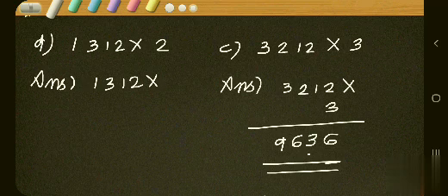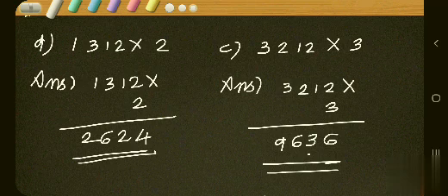1312 into 2. Which are the numbers to be multiplied first? 2 and 2. 2 2s are 4. Then we multiply 1 into 2. 1 2 is 2. Then which numbers are to be multiplied? 3 and 2. 3 2s are 6. Finally, 1 2 is 2. This is the answer.